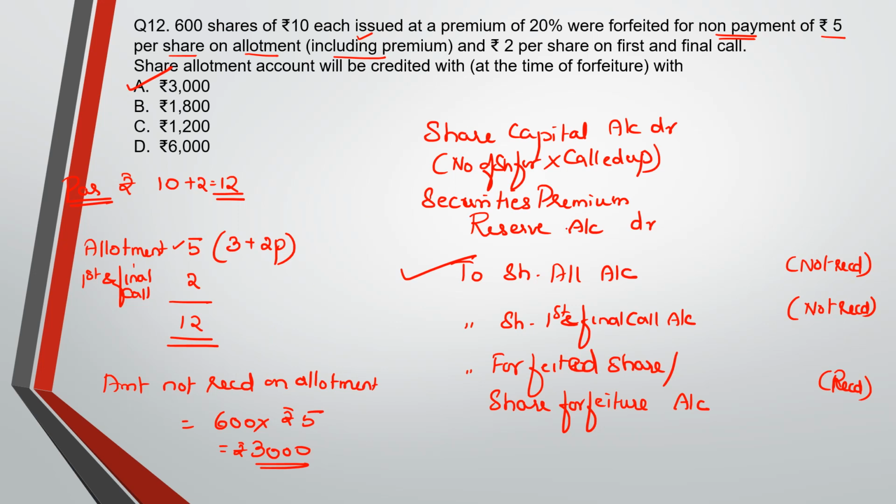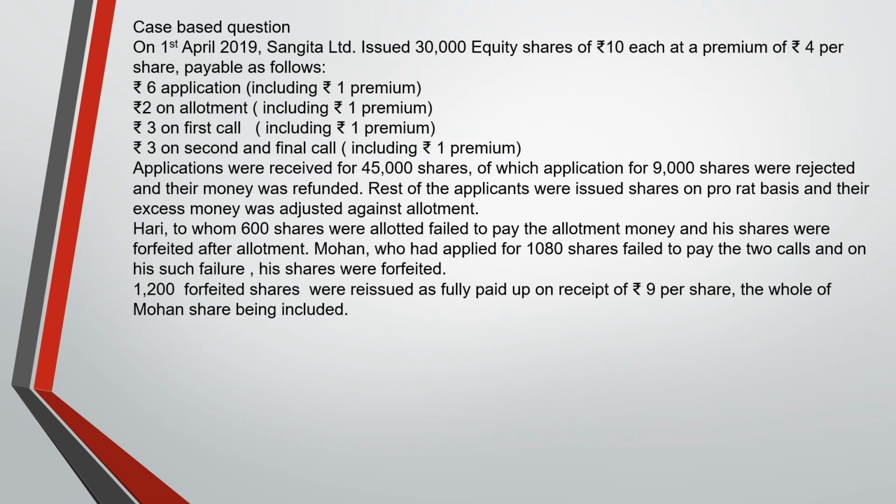The premium has not been received, so it is reversed here, and this entire amount of 5 rupees has not been received on the shares which have been allotted to this particular shareholder. I hope that concept is clear. Now with that, individual questions have been completed. Now we will go for this case-based question. Now here we will have a few questions on the basis of this case. Let us look at this question.